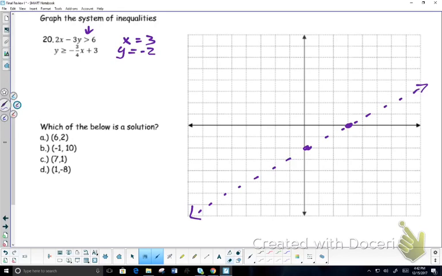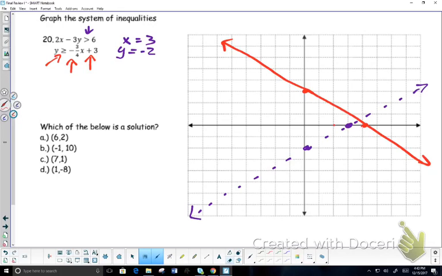Then let's go ahead and pick another color. I got a y-intercept of 3, so 1, 2, 3. We got a slope then of negative 3/4, so down 3 over 1, 2, 3, 4. I got 2 points. Because there's that line under there, that means I need to draw a solid line. So there's my line.